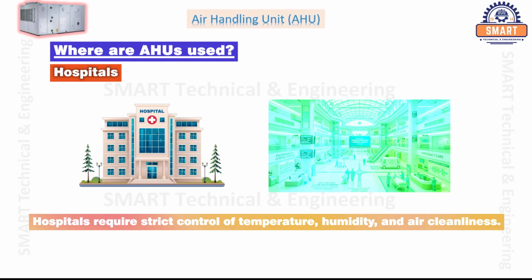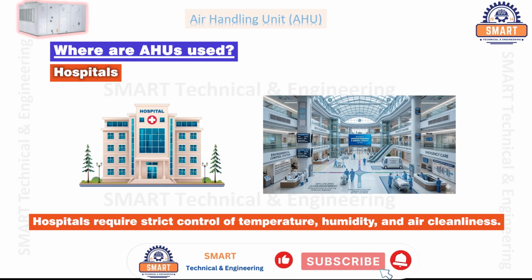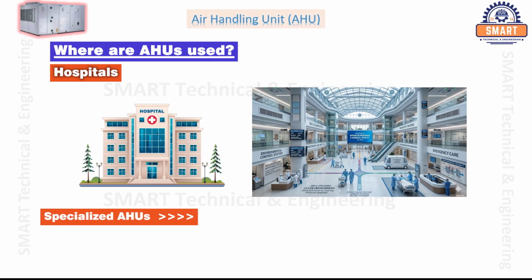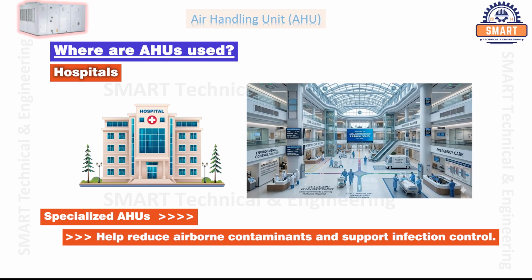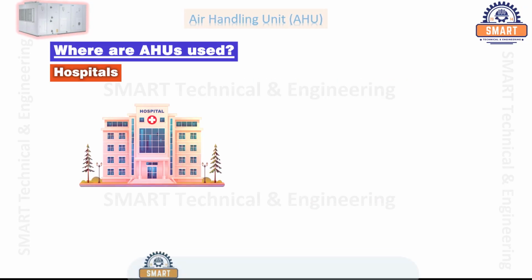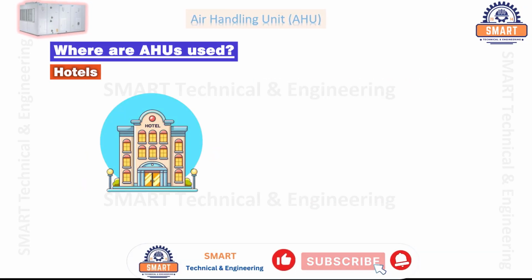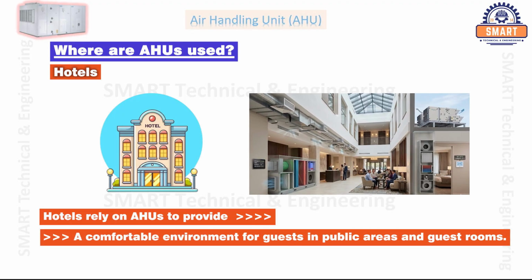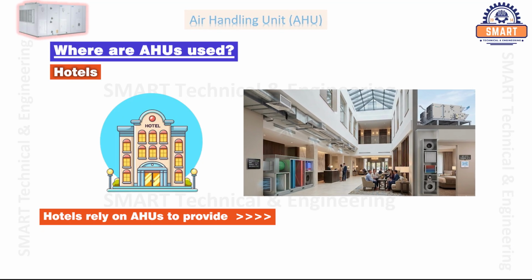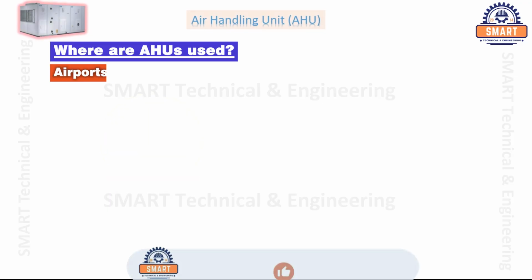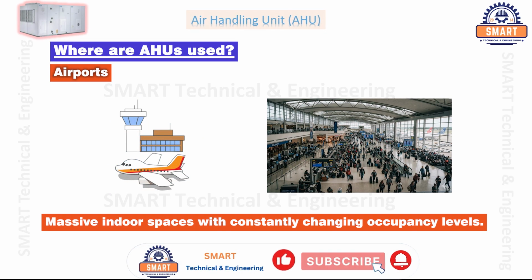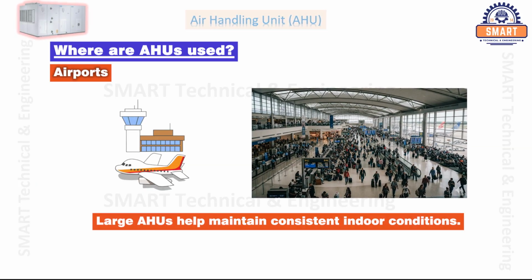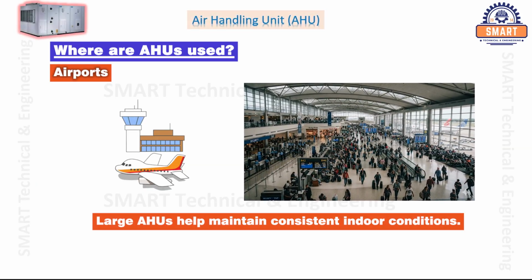Hospitals. Hospitals require strict control of temperature, humidity, and air cleanliness. Specialized AHUs help reduce airborne contaminants and support infection control. Hotels. Hotels rely on AHUs to provide a comfortable environment for guests in public areas and guest rooms. Airports. Airports have massive indoor spaces with constantly changing occupancy levels. Large AHUs help maintain consistent indoor conditions.